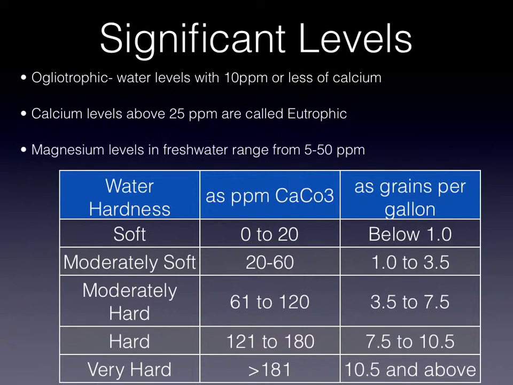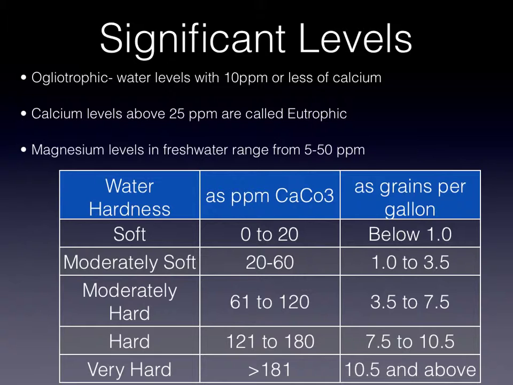Water with calcium levels of 10 ppm or less are usually oligotrophic and can support only sparse plant life and animal life. Calcium levels above 25 ppm are typically of eutrophic waters. Typical freshwater magnesium levels range from 5 to 50 ppm.